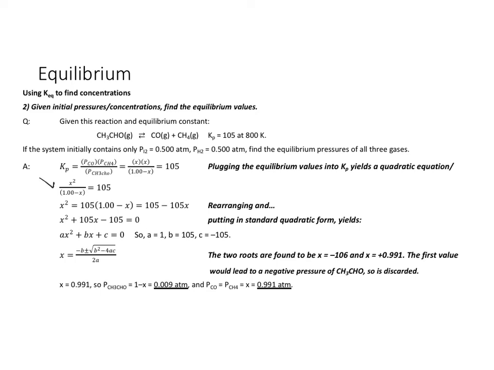I'm going to multiply both sides by 1 minus X. That's going to give me that X squared is equal to 105 minus 105X. And I can rearrange that and put it in standard quadratic form. X squared plus 105X minus 105 is equal to 0. Here's a standard quadratic form. AX squared plus BX plus C is equal to 0. And so we can see here that A is equal to 1. That's the coefficient on X squared. B is 105. That's the coefficient on X. And C is negative 105 because I'm going to add C, so I'm going to add a negative 105.